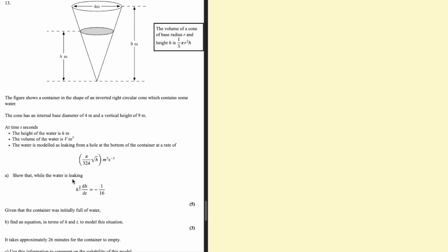Part A says show that while the water is leaking, h to the power of 3 on 2 dh on dt equals negative 1 on 16. Okay, so we're dealing with some differential equations here. Firstly, we have the rate of change of volume with respect to time. So that's dV on dt. Let's write that down.